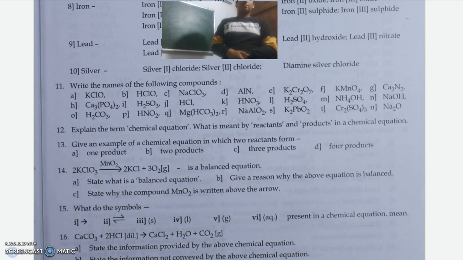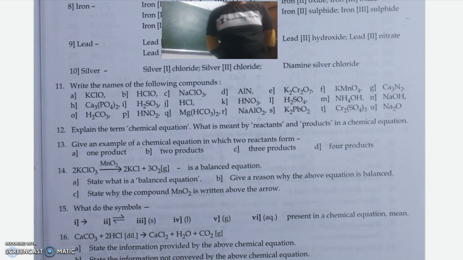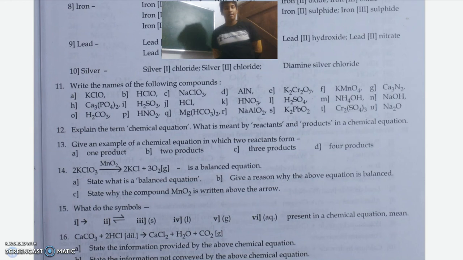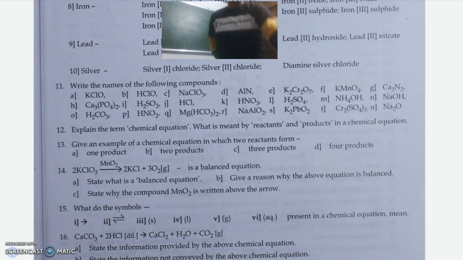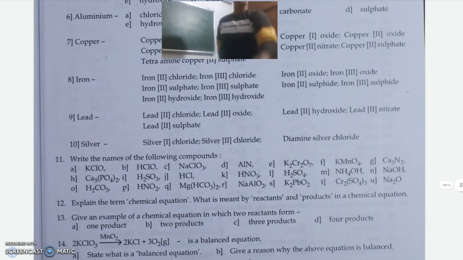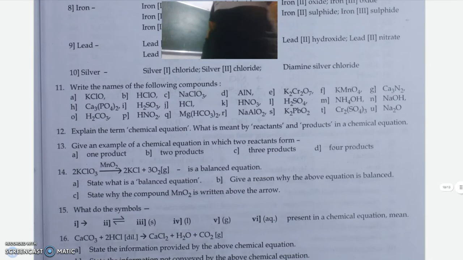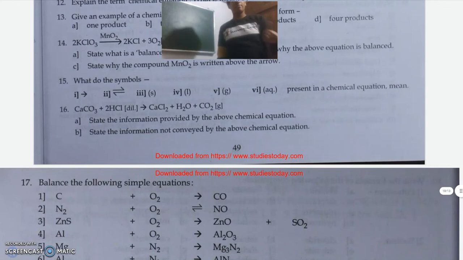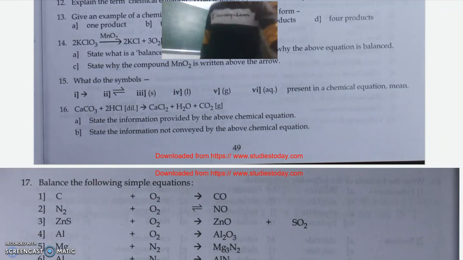Okay, so give an example of a chemical equation in which two reactants form one product. There are many, like one product formed is water. If you are reacting hydrogen and oxygen, you would form water. For two products we can give many examples, like potassium chloride, aluminium chloride, and many more. From one we can form two: aluminium and chlorine to form aluminium chloride.